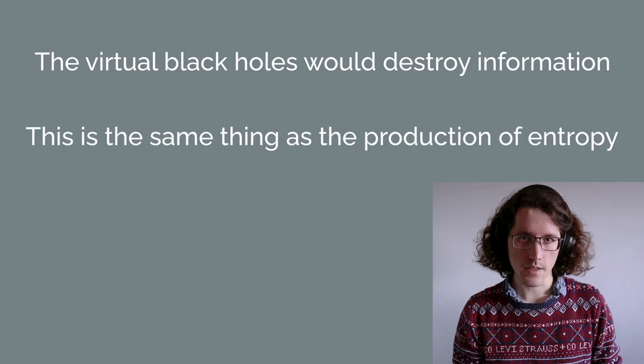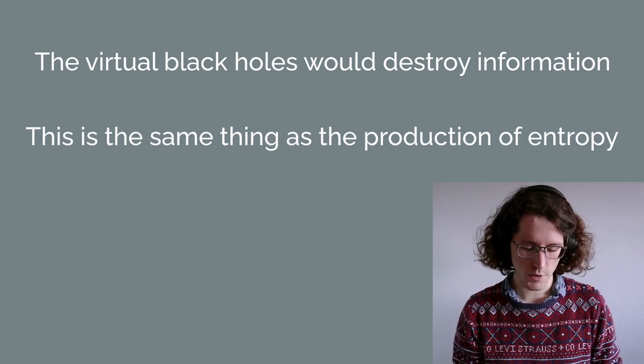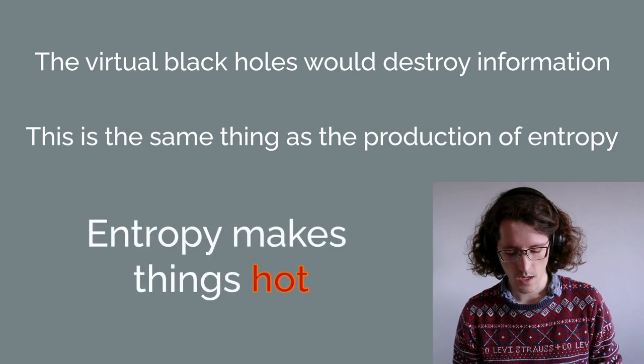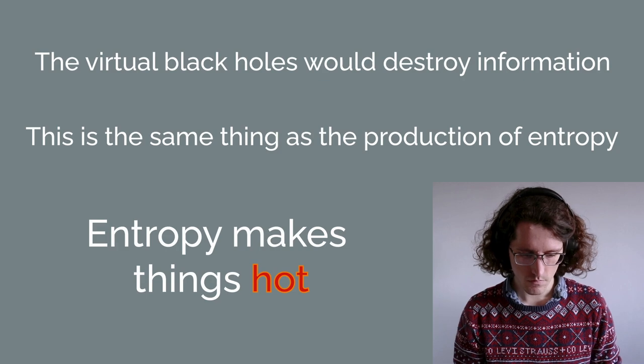And in thermodynamics, the study of heat, the loss of information is the same as the production of something called entropy. And when entropy is produced, things tend to heat up. So Josh, I know about entropy and how that relates to temperature, but why is it that information loss leads to temperature increase?